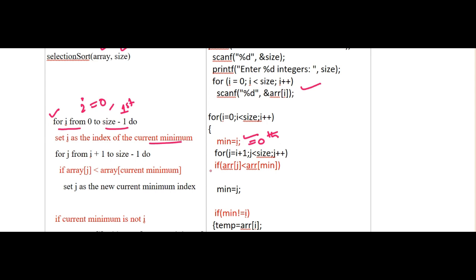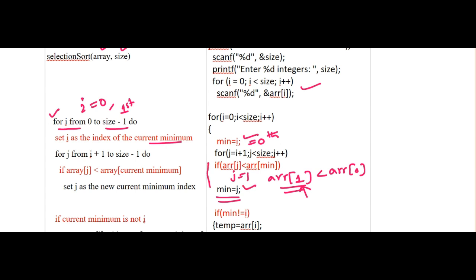And now for j equal to i plus 1, from the remaining unsorted elements, we'll compare whether it is less than minimum or greater than minimum. That is, if array of j, the first j equal to now 1, if array of j, that is array of 1, is less than array of minimum, that is array of 0, then if this is true, that means array of 1 is minimum. So that means the minimum value is found at position 1. Now we'll modify that minimum as j.